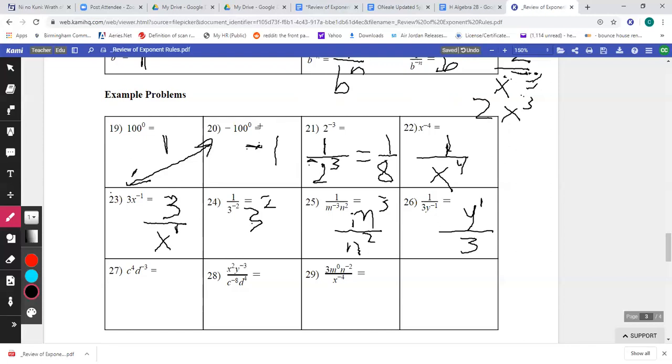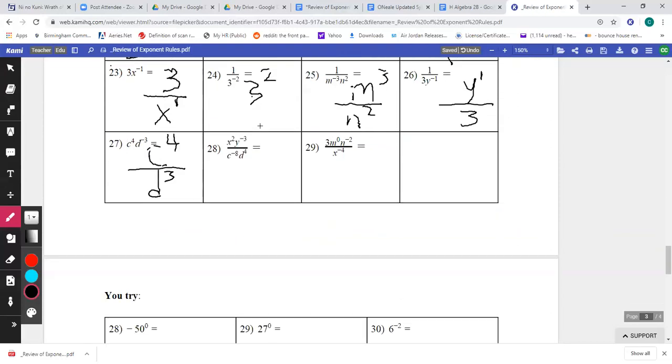Number 27, once again, you only flip the ones that are negative. So the c stays on top. The d is going to go on the bottom. So this is going to be c to the 4th over d to the 3rd.